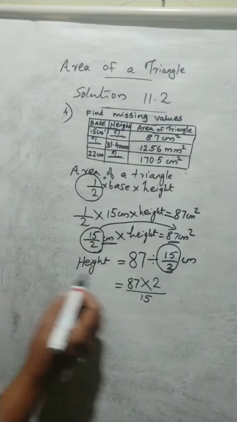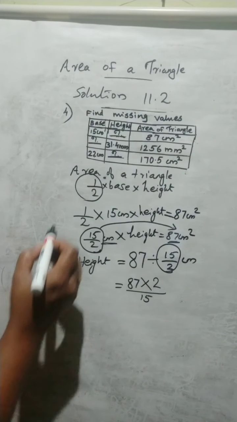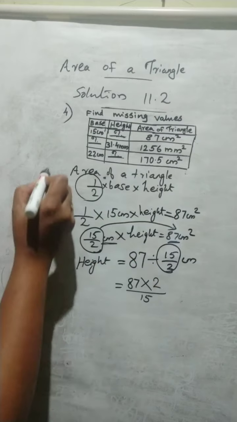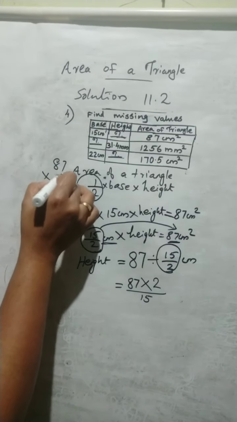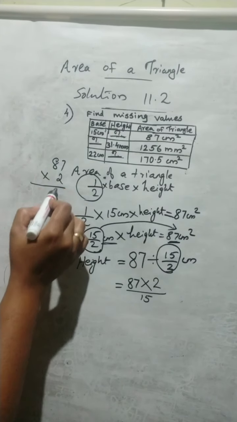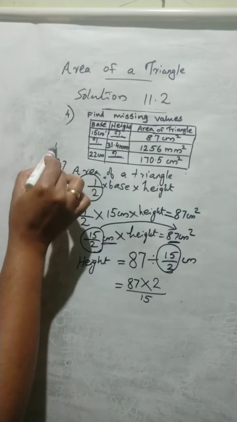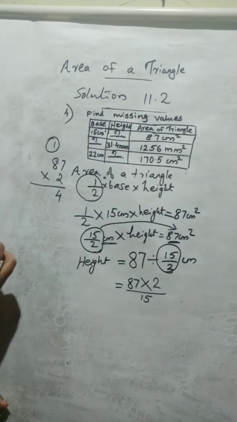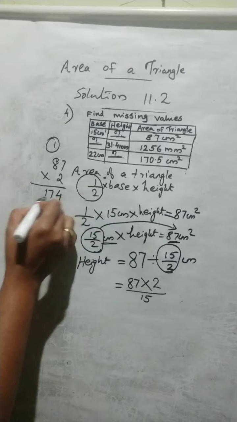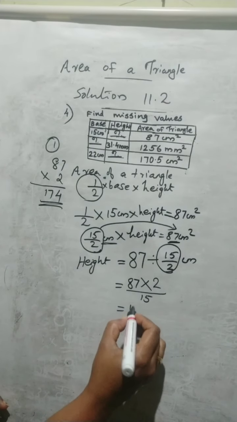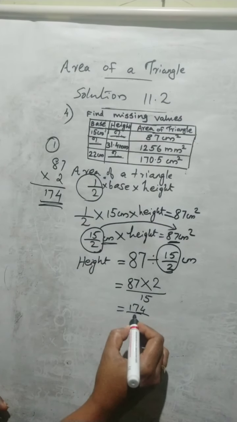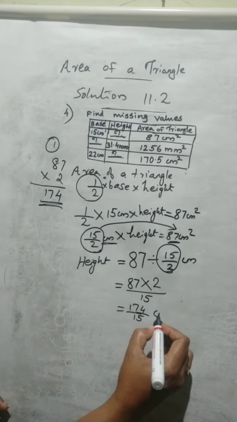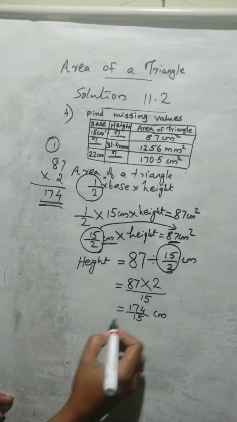Next, we can multiply 87 and 2. 87 multiplied by 2. Then 14, then 1 will be there. 8 2s are 16 plus 1, 17. So 174 on 15 centimeter.